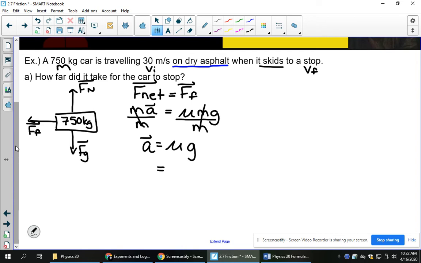So I'm getting a coefficient of friction from the chart to be 0.8, rubber tires on dry asphalt, kinetic friction, and 9.81 again for acceleration due to gravity. Multiply those together, and I'm getting 7.8 meters per second squared.